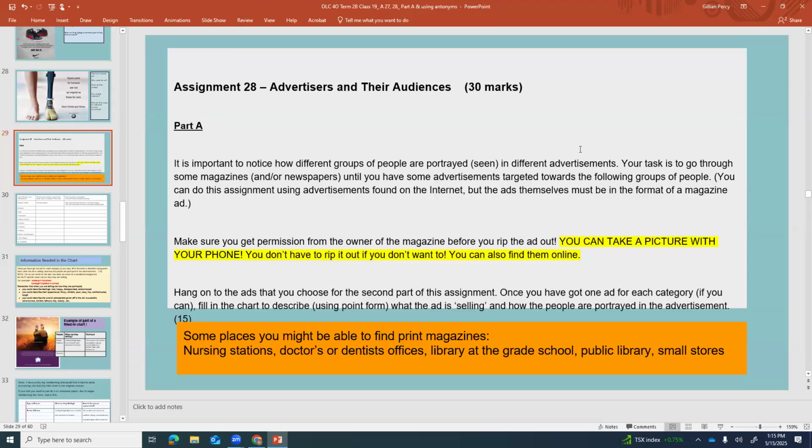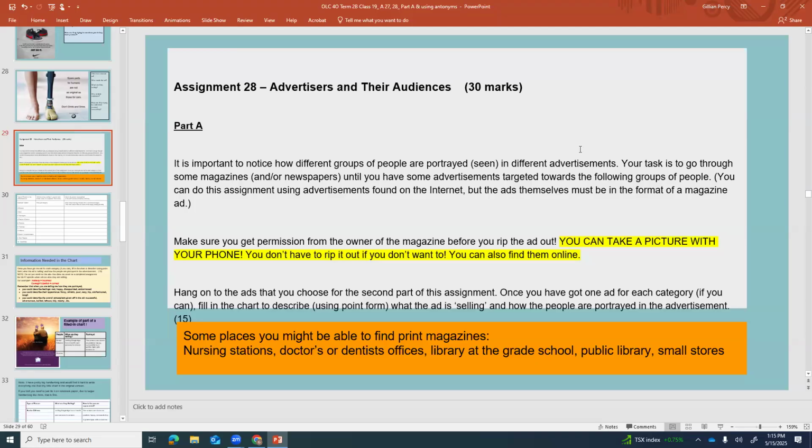Now here, sorry again, I didn't write this. It says, make sure you don't rip out the magazine ad. Yes, obviously, right? We're all grown-ups here. Don't tear apart someone else's magazine if they've got it. Just take a picture with your phone. Now, you will want to hang on to these because you do need one of these ads later on for part B.